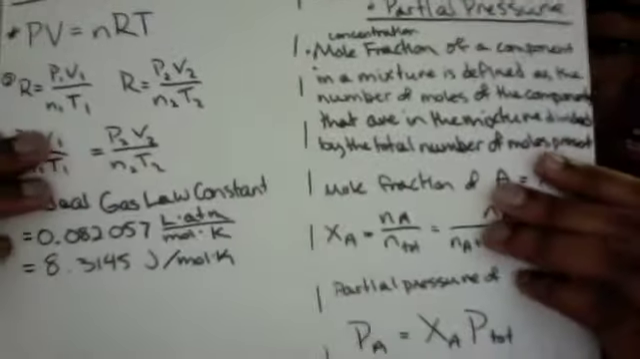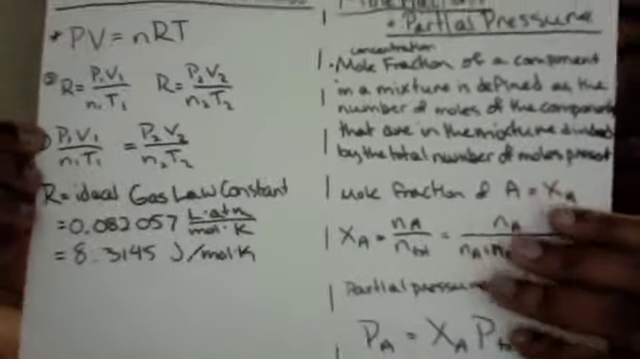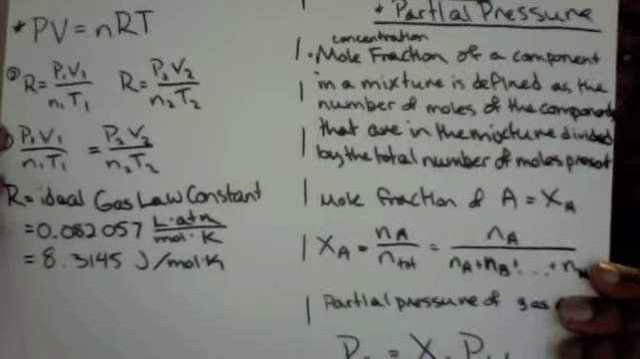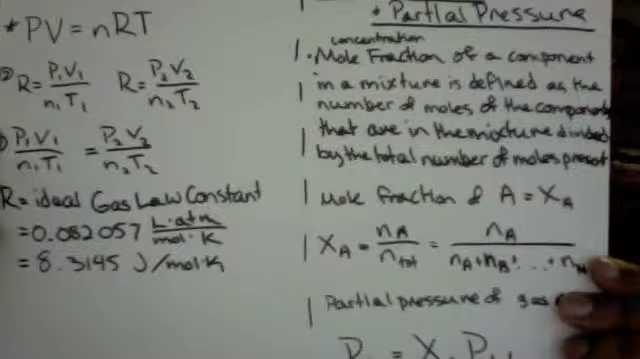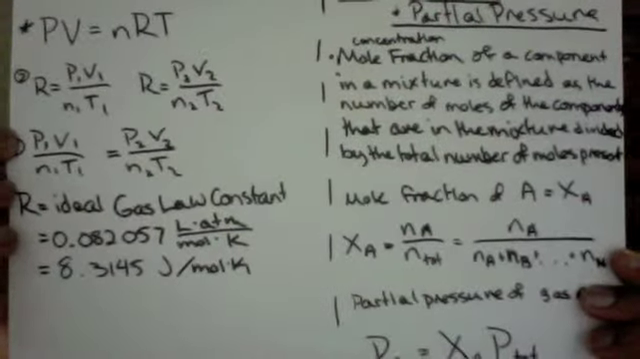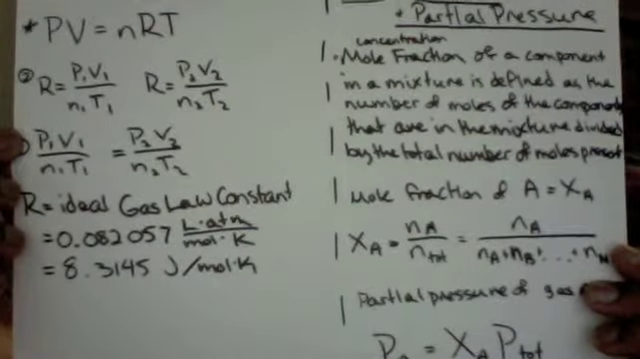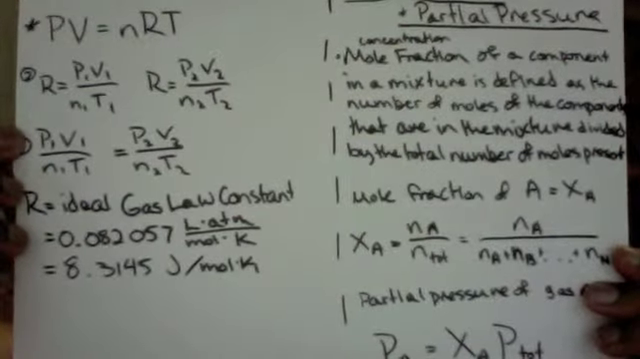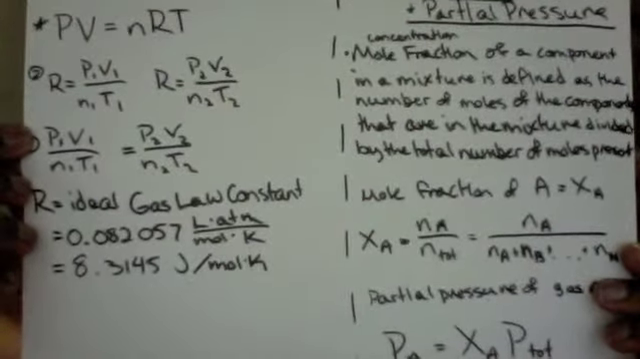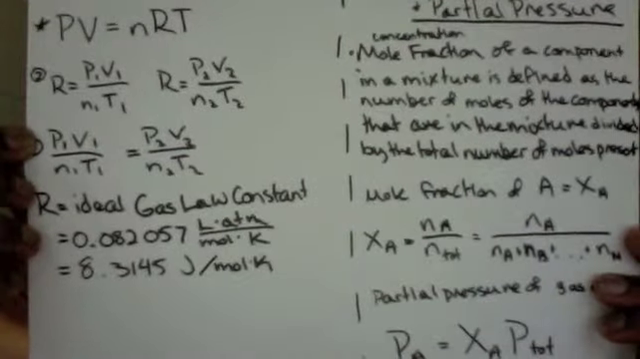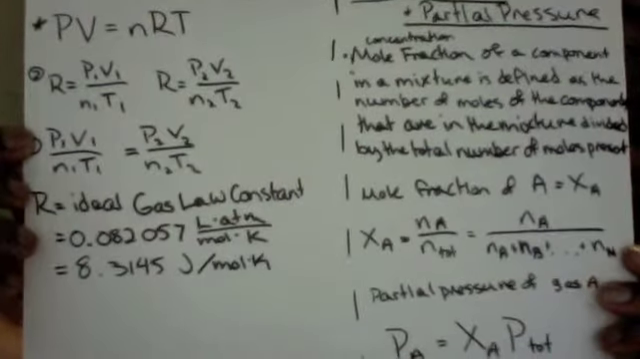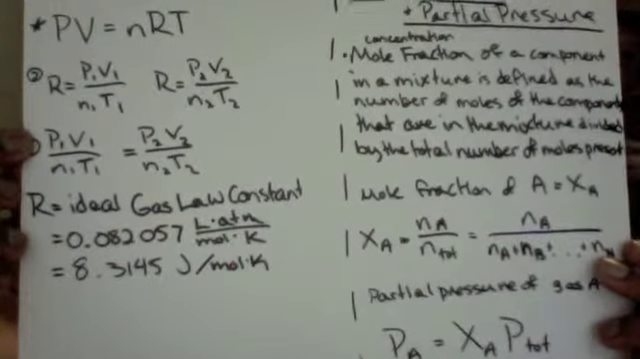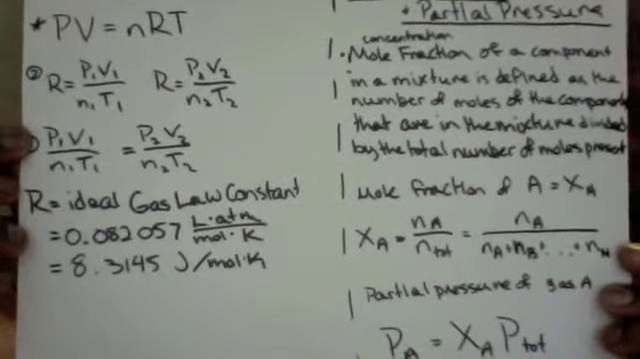And then over here we have mole fractions and partial pressures. Mole fraction, which is just a concentration of a component in a mixture, is defined as the number of moles of the component that are in the mixture divided by the total number of moles present. So the mole fraction of A, XA, is equal to the number of moles of A over the number of moles total. And the partial pressure would then be that mole fraction times the total pressure.